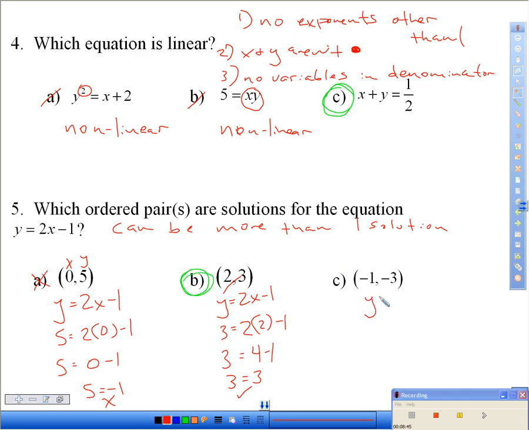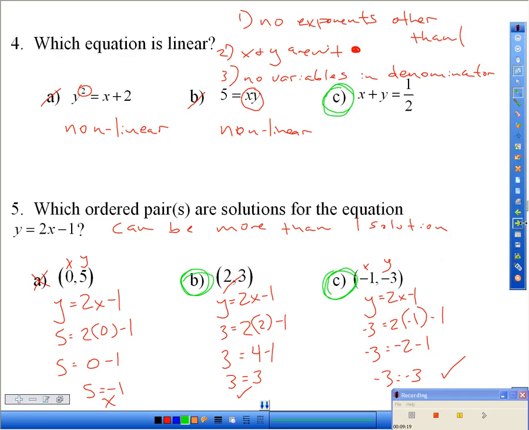Take the original equation, y equals 2x minus 1, and substitute in the x value and the y value. Y is negative 3. Our x needs to be 2 times negative 1, because our x value is negative 1. So then when we simplify, we get negative 3 equals negative 2 minus 1. Simplify the right side, and we get negative 3. So negative 3 equals negative 3. Is that a true statement? It is. So that means that the ordered pairs on B and C are solutions to number 5.